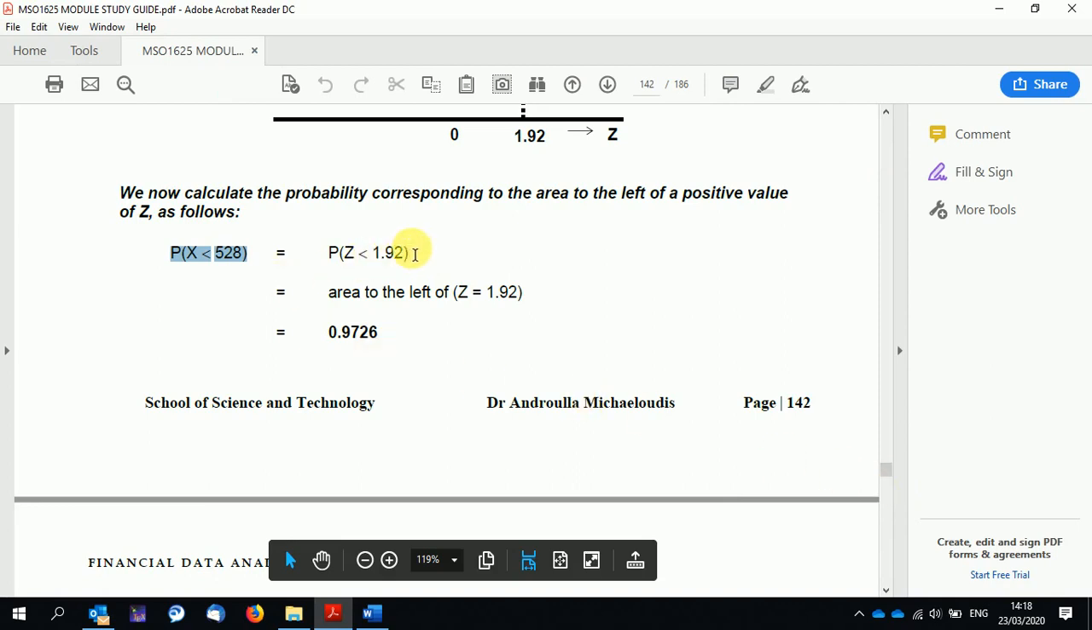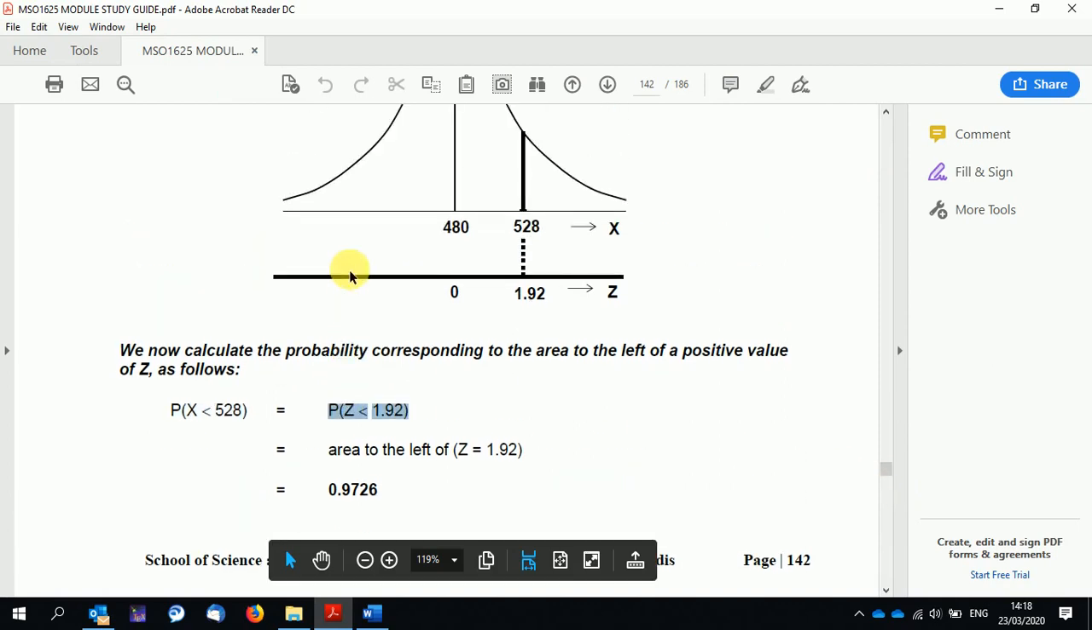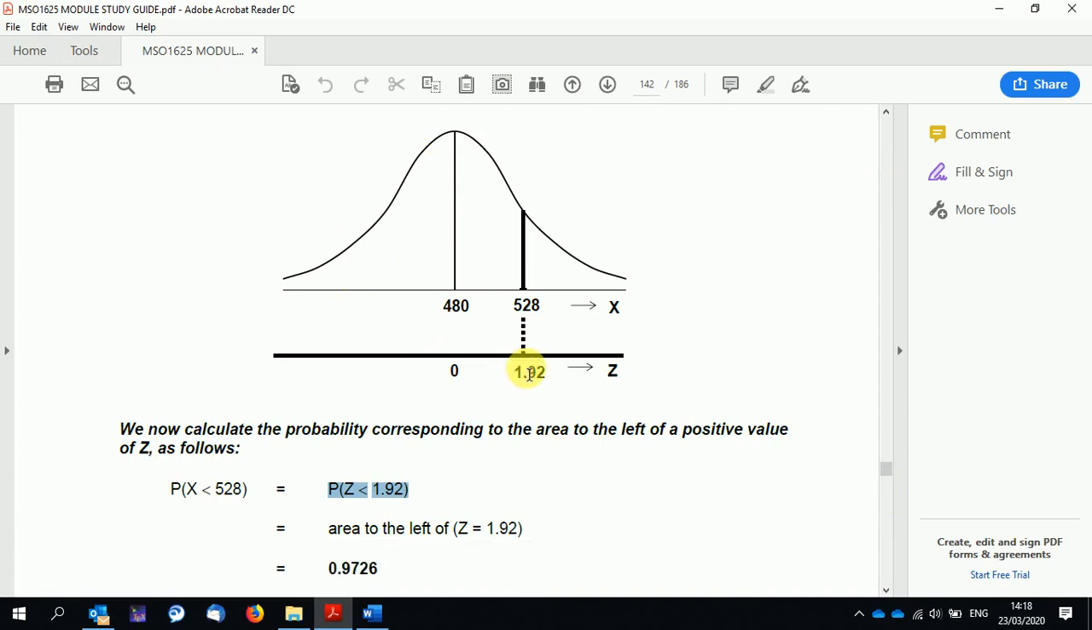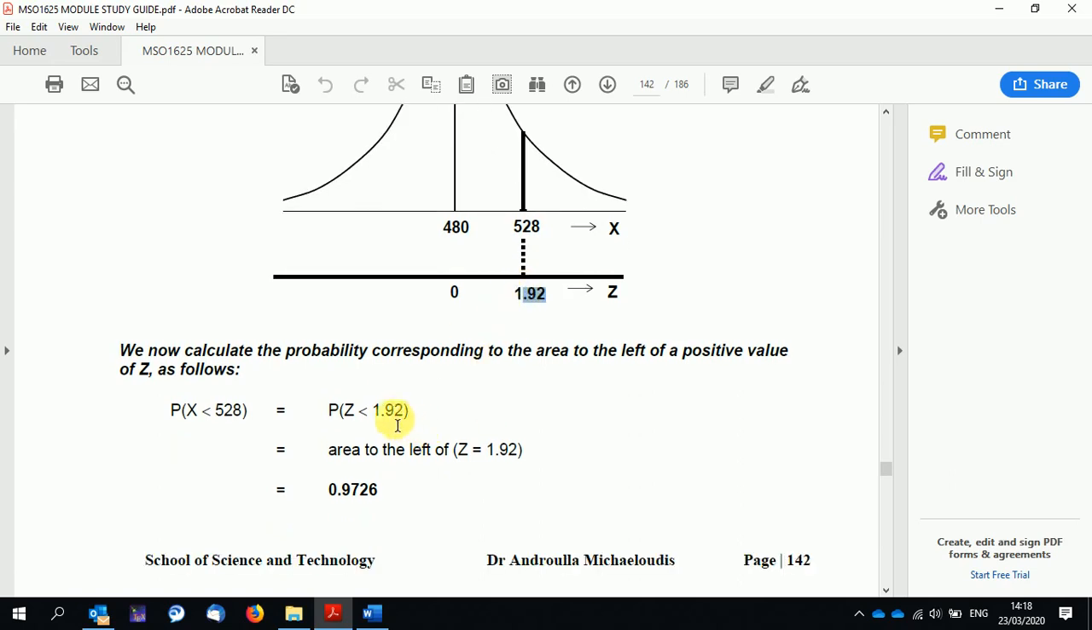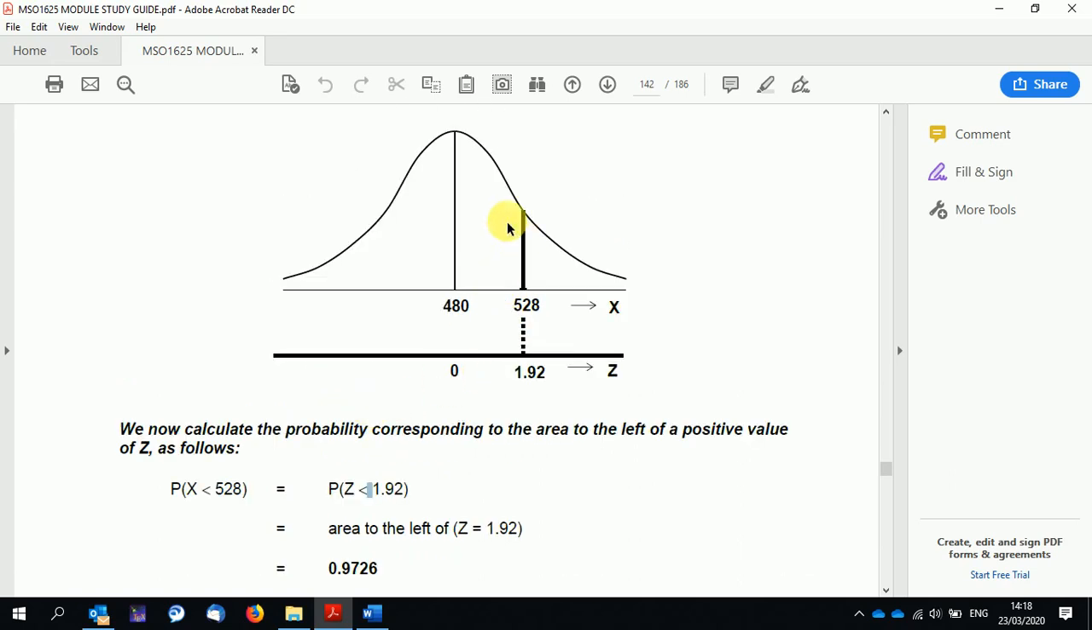So you know what to do here. That's my question. So the 480 mean has been converted to 0. My variable 528 is now converted to 1.92, and I'm looking for less than. So this is the area here that I need to find.